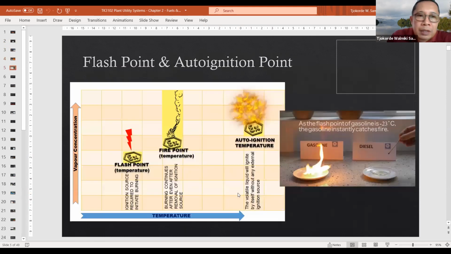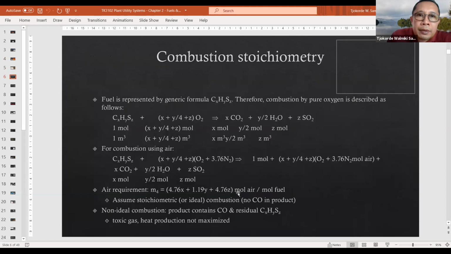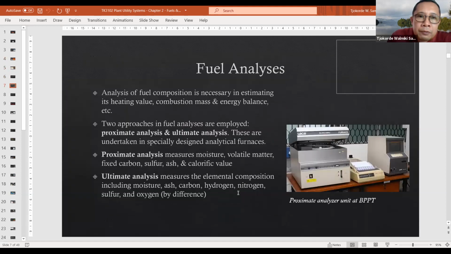A little bit about combustion chemistry. Some terminologies that you need to be aware of: flash point, auto-ignition point. This is useful not only for this class, but also for safety. These are all safety-related characteristics of fuel which you should know. Combustion stoichiometry, fuel analysis. We will go through some discussion about how we analyze fuel, how we characterize fuel.